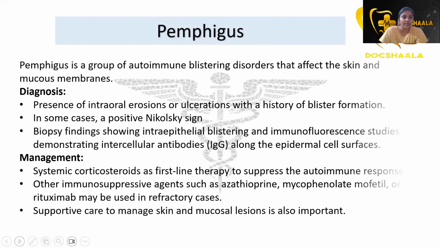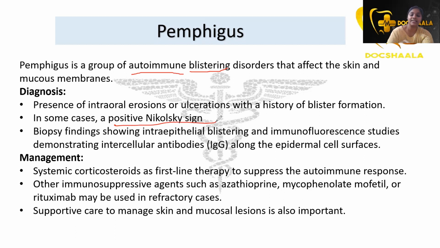Right, pemphigus. So pemphigus, as you know, is an autoimmune disorder with blistering. Skin blisters and mucous membrane blisters are seen in pemphigus. Diagnosis is through intraoral erosions or ulcerations, which might be seen with a history of blister formation. In some cases, there is a positive Nikolsky's sign. Positive Nikolsky's sign is when the upper layer of the epidermis is rubbed off, there will be erythema. So that is Nikolsky sign.